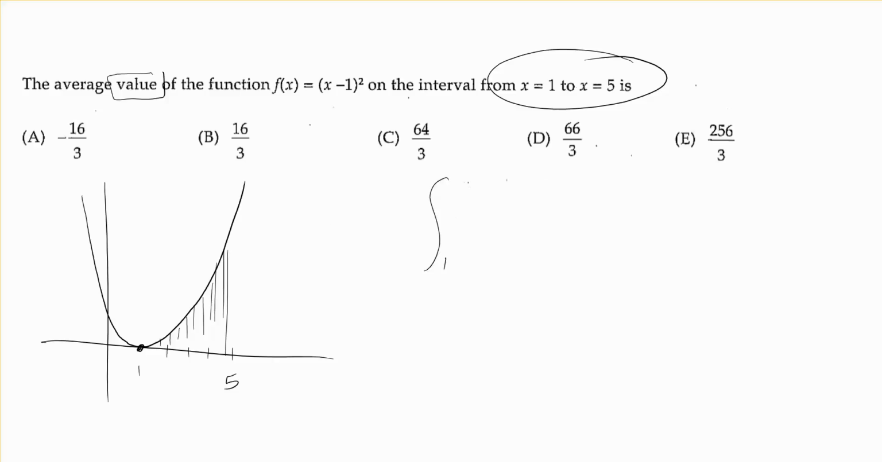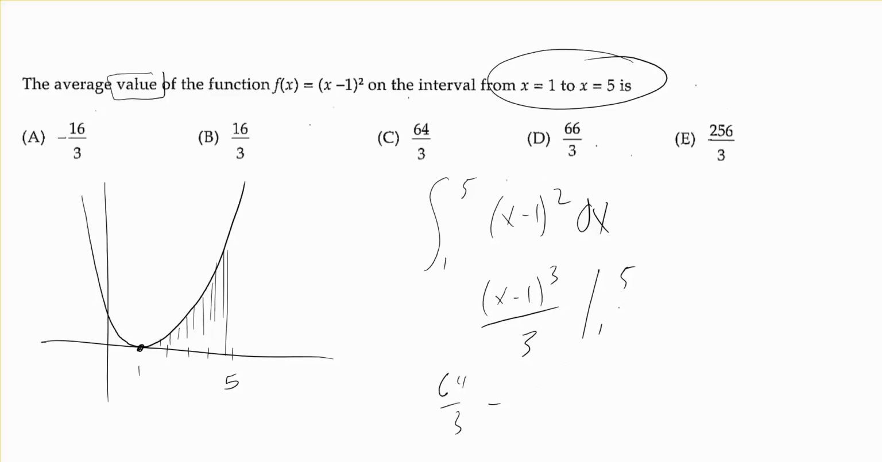We take the integral from 1 to 5 of (x minus 1) squared dx. So our entire power rule is just (x minus 1) cubed over 3 from 1 to 5. So let's take a look. If I put the 5 in, I get 4 cubed, which would be 64 thirds, minus 0 in that case. So it's 64 thirds is the total value.